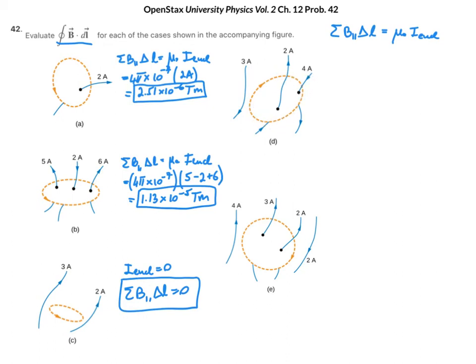So when I write the sum of the magnetic field parallel delta L is mu naught I enclosed, that will be 4 pi times 10 to the negative 7 Tesla meters per amp, and the 4 amp current is positive, the 2 amp current is negative, and when we multiply them, we end up with 2.51 times 10 to the negative 6 Tesla meter.